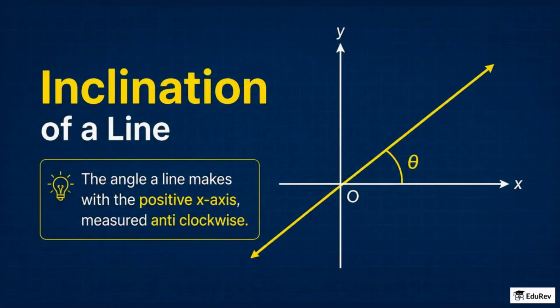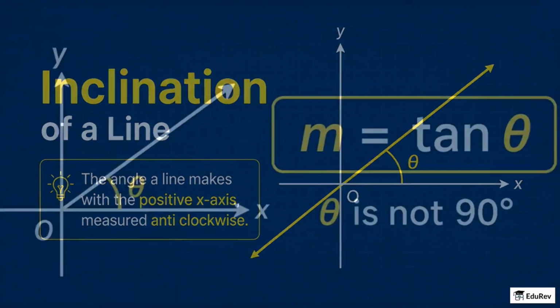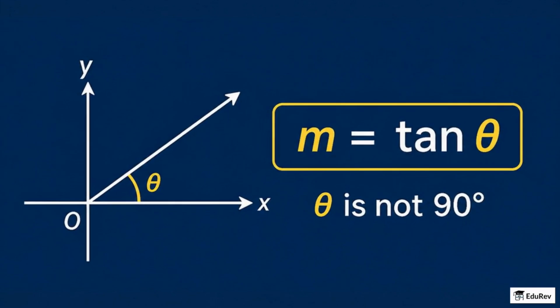First, the inclination of a line is the angle the line makes with the positive x-axis, measured anti-clockwise. The slope of a line is the tangent of that inclination. So, slope m equals tan theta, where theta is not 90 degrees.